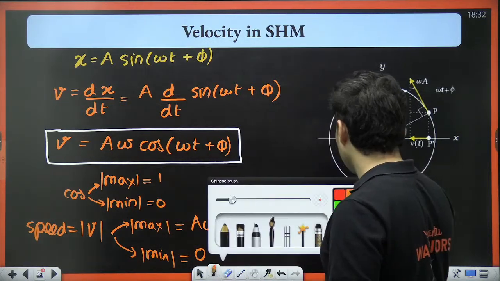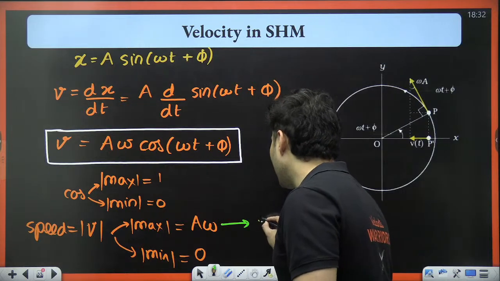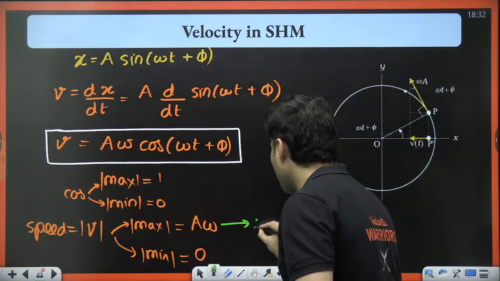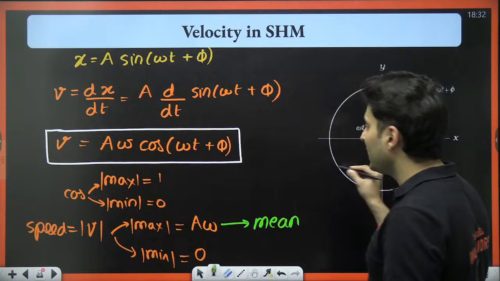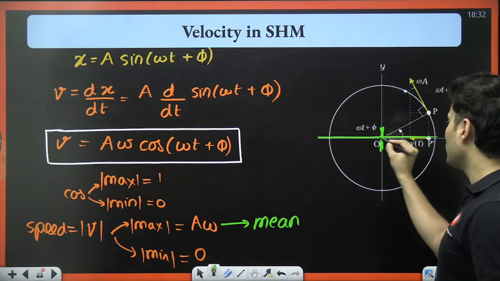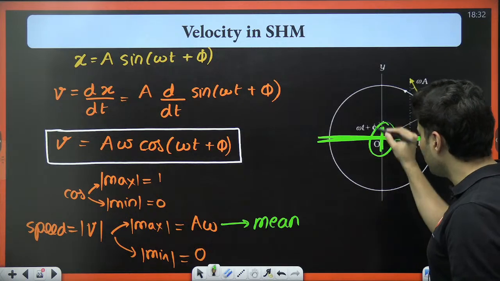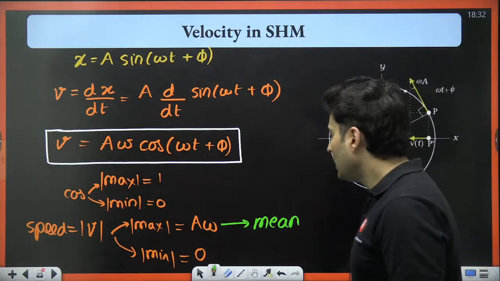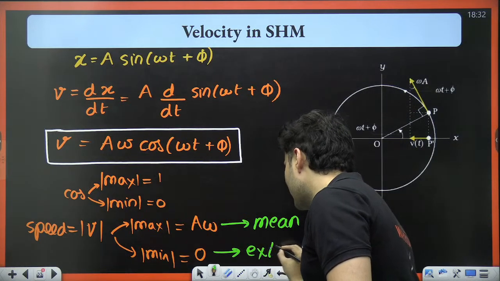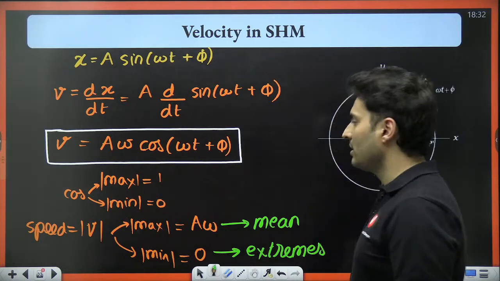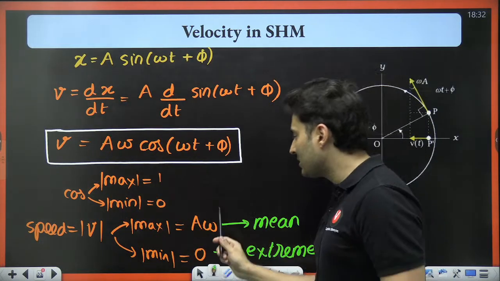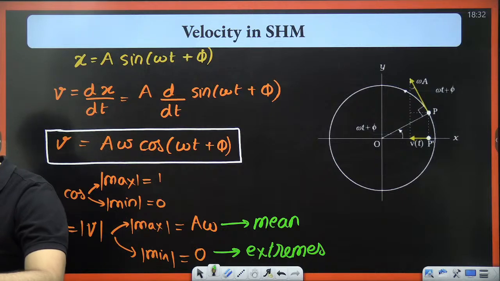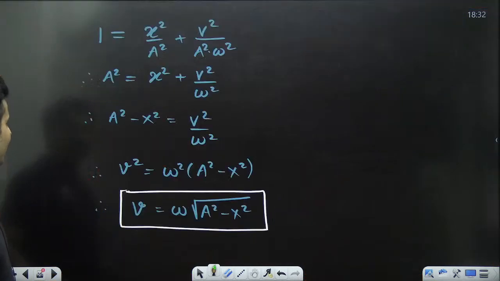Where is the speed maximum? Not at the extremes, at the mean. When you are going through the mean position, either this way or that way, that time your speed is maximum, correct? And where is your speed 0? At both the extremes. Keep this in mind. The maximum speed is a omega, the minimum speed is 0. Another important point which everybody should note. Excellent. Perfect.